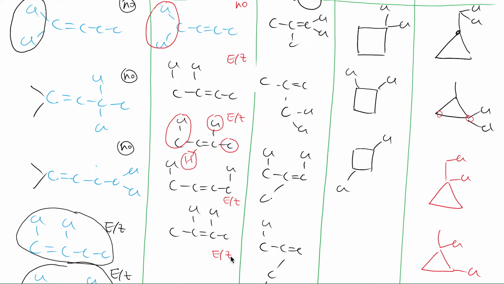So lots of people typed 3. Phil, could you please tell us which one you think is not a geometric isomer?